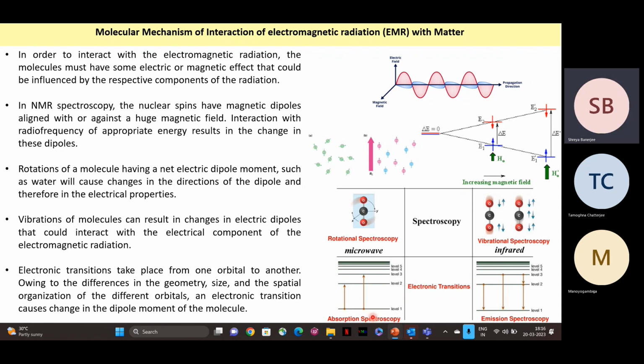Electronic transitions, which is the promotion, absorption, or emission between electronic energy levels, generally occur in the UV-visible region of the electromagnetic spectrum. And they vary according to the geometry, size, and spatial organization of the different orbitals in the molecule.